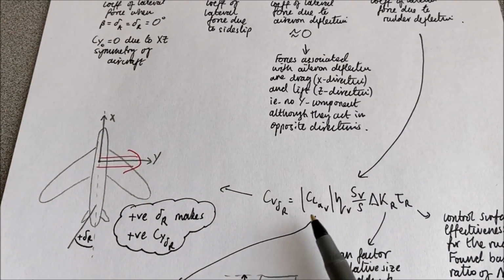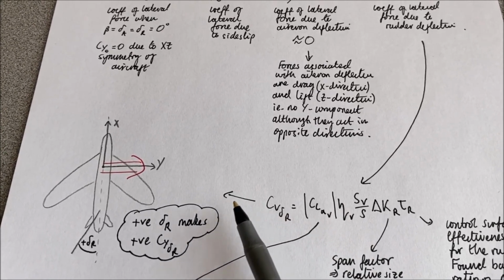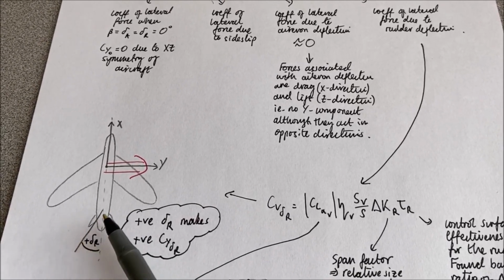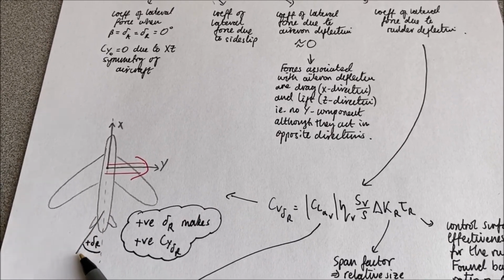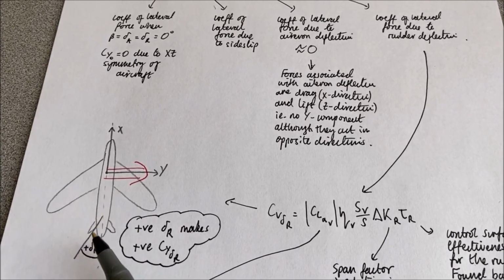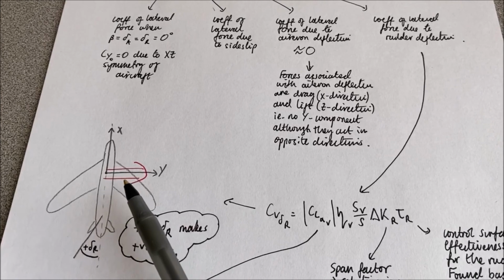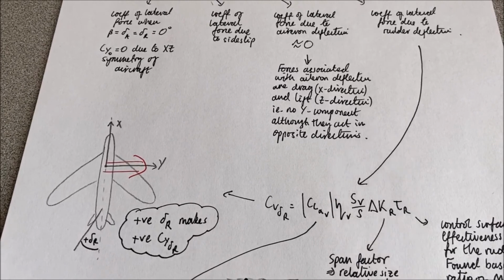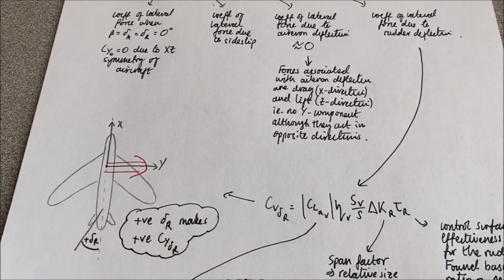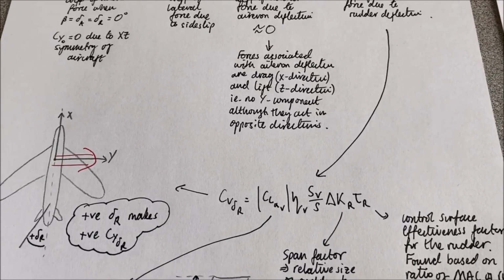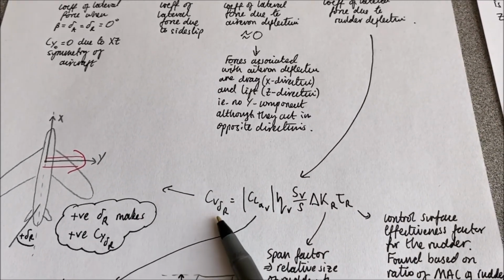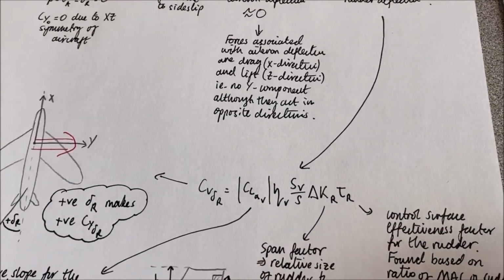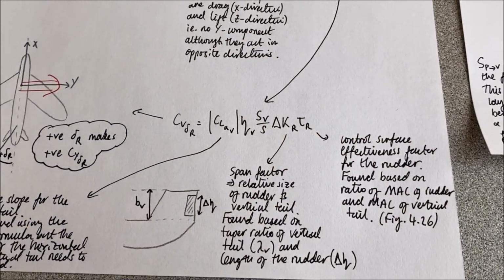That can be given by this formula here. And by the way, our sign conventions tell us that positive rudder deflection angle, so trailing edge left, gives positive side force, so in the positive y direction, out the right wing, right? So positive rudder deflection gives positive side force. We can calculate our coefficient of lateral force due to rudder deflection angle with this formula here, where we've introduced a couple of new terms.